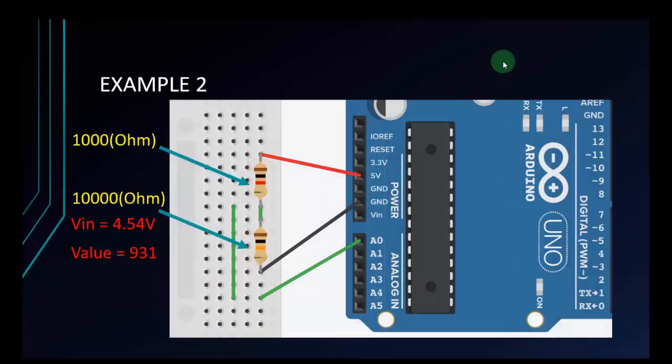Okay, I have another sample. I will change the below resistor to 10,000 ohm, and then I calculate 4.54 volts, and the value I can get is 931. Okay, you can try it yourself to check. Through this sample, you can apply it to control your LED. It means if your analog value is lower than 600, you will turn on the LED, and if your analog value is higher than 900, you will turn the LED on or off. You can control it like this.